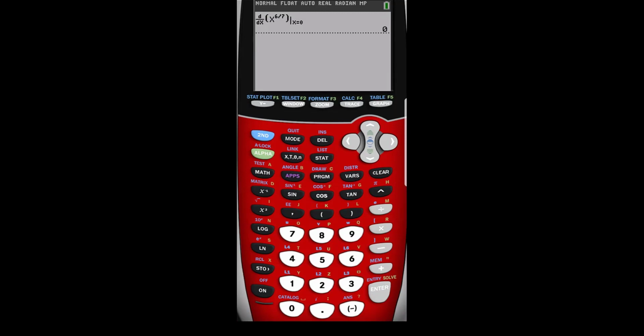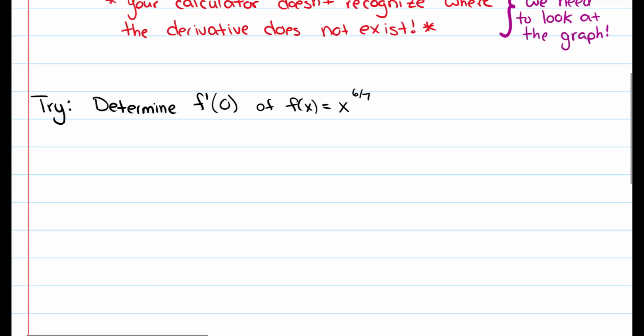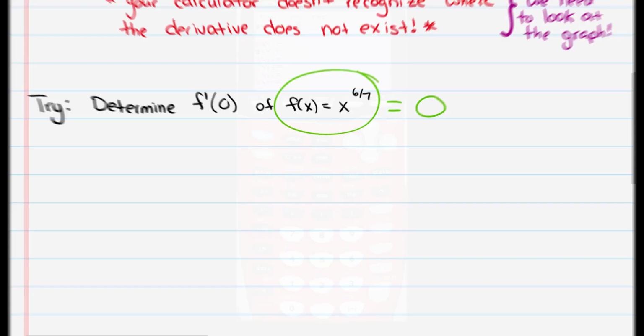And so this actually gives me 0. So then this is equal to 0. However, we always have to check our graph before you believe your calculator. So let's actually graph this function now.